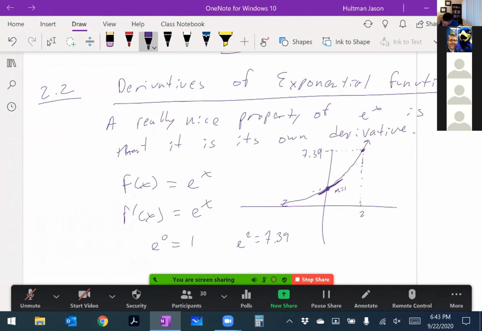But the slope of the tangent line is also 7.39. So it's a really nice mathematical function in that at every point on the curve, the tangent line has the slope of the value of the curve. The value of the curve and the derivative are exactly the same thing for every point on that curve. It's a very nice function.